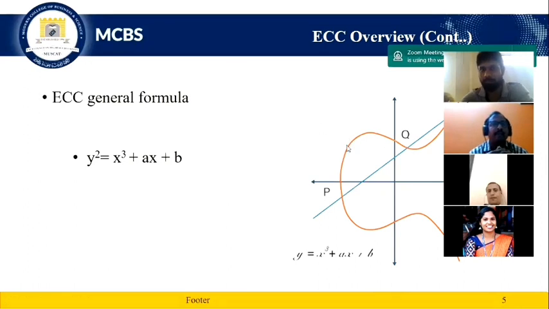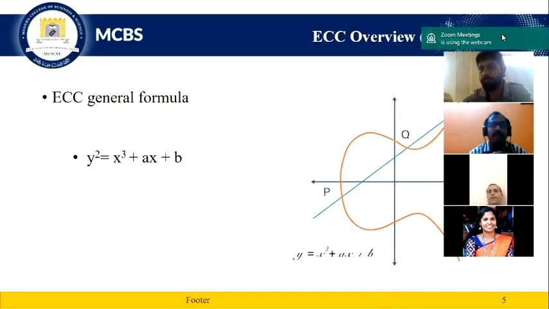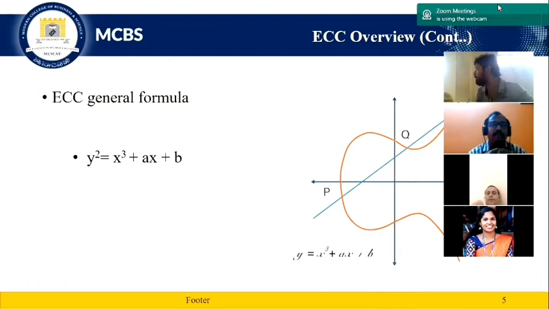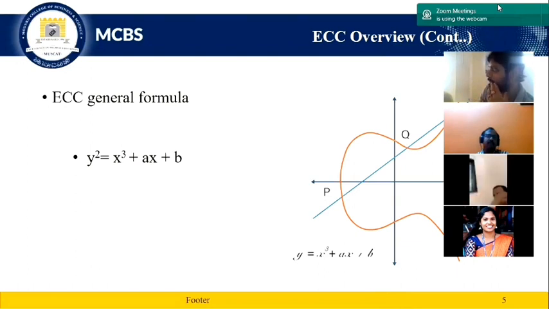The ECC actually depends on the general formula of mathematics, y squared equals x cubed plus ax plus b. So this is the graph that shows the general formula that ECC is relying on. Can you go to the next slide, please?